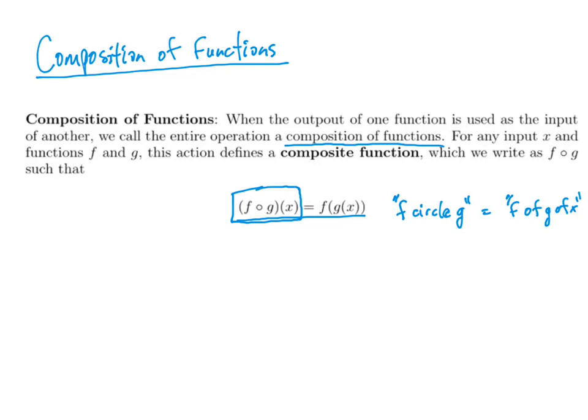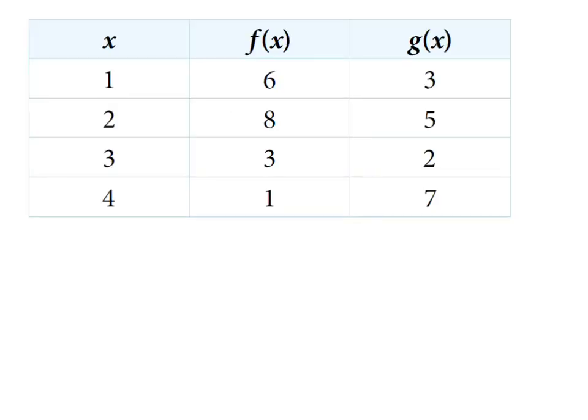The gist of it is that we evaluate one function, and then whatever we get as the output of that function, we then input that into a second function. So it's kind of like evaluating two separate functions in a row. So we're going to look at this evaluation process on a table, graphically, and then algebraically. So let's look at a table first.